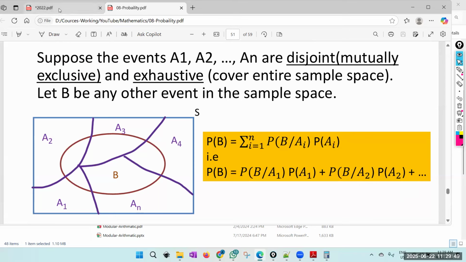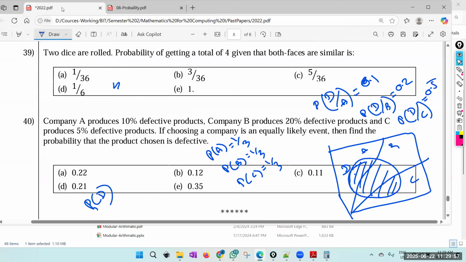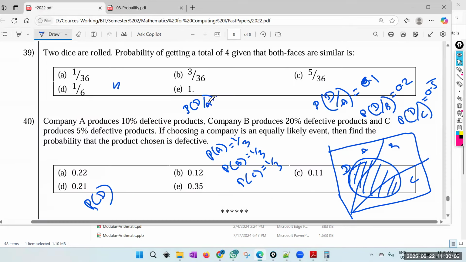Right. So therefore, the formula must be probability of D given A into probability of A, plus probability of D given B into probability of B, plus probability of D given C into probability of C. And we have probability A, B, C, and we have probability D given A, D given B, D given C. Probability of A, B, C are all 1/3, so therefore I can take that out.